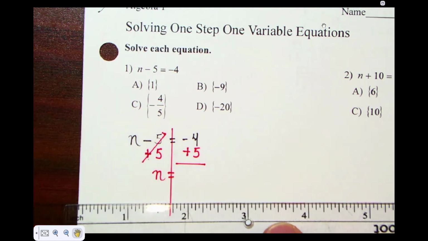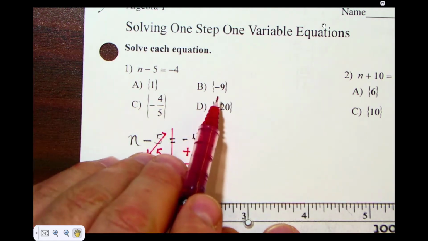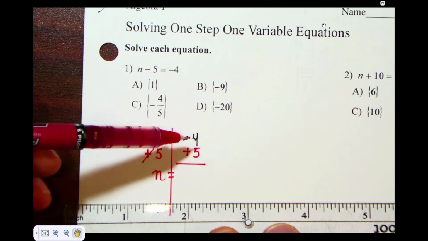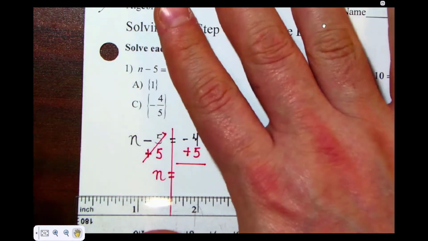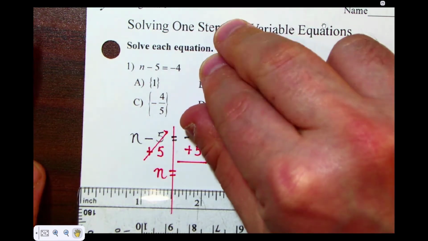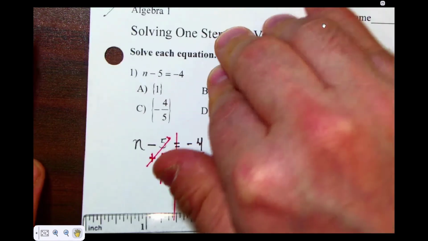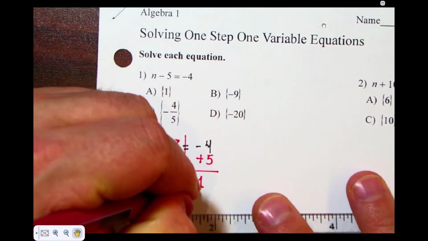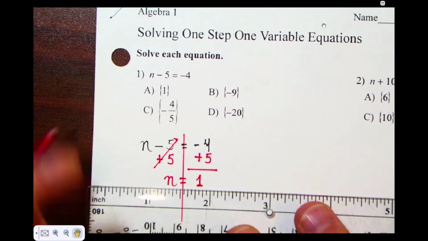Most common wrong answer was negative 9. That's not true. Negative 4 plus 5, okay? Negative 4, negative 3, negative 2, negative 1, 0, 1, okay? So it's 1. n equals 1.